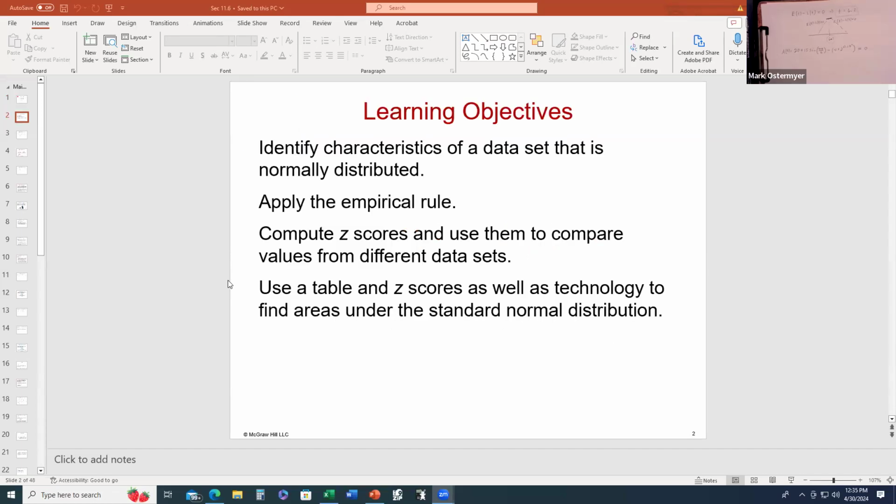All right, when we get done with this section, we will identify characteristics of a data set that is normally distributed, apply the empirical rule, compute z-scores and use them to compare values from different data sets. And we'll be using our calculator to find probabilities and percentiles.